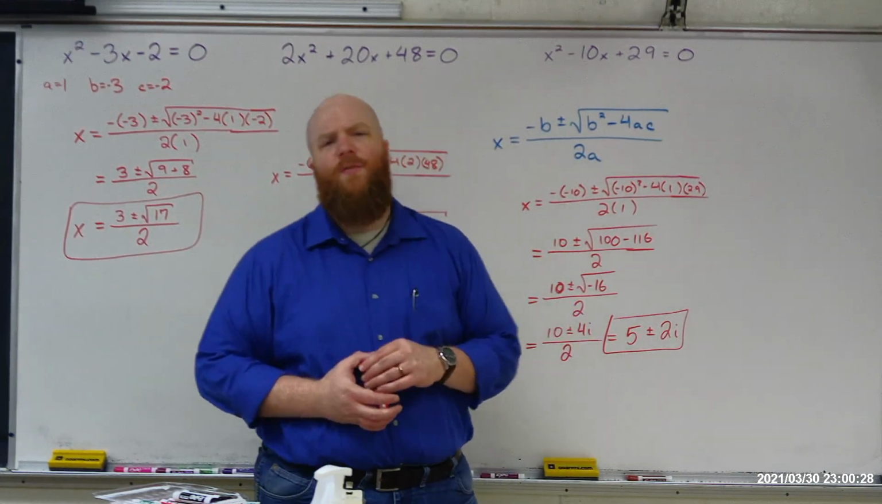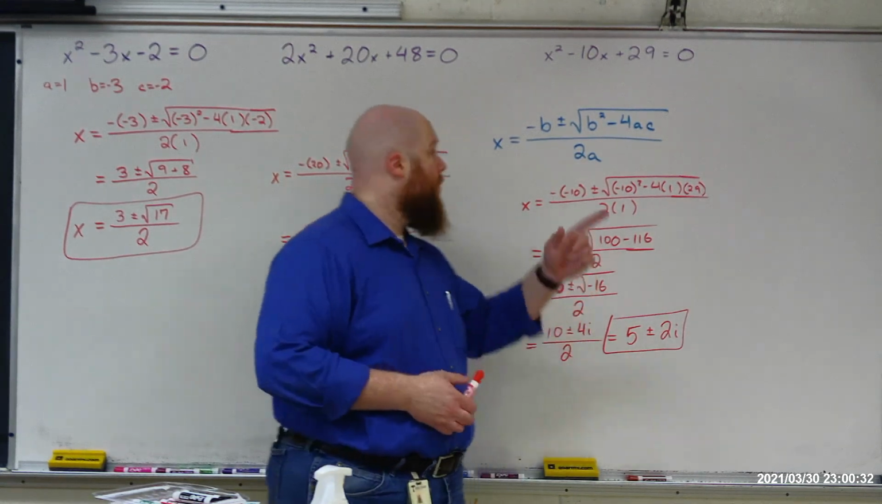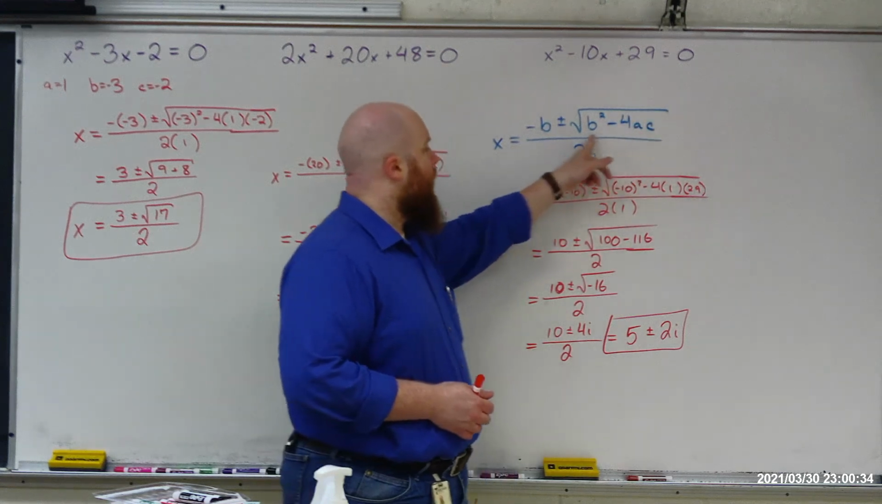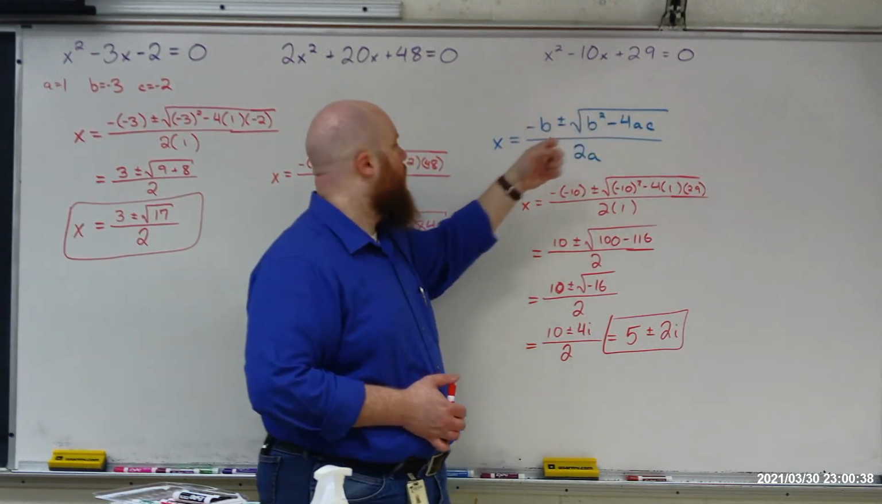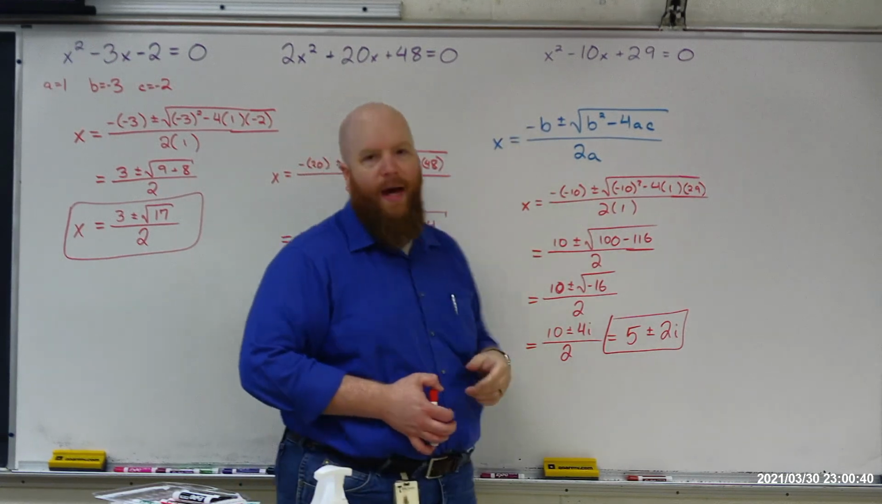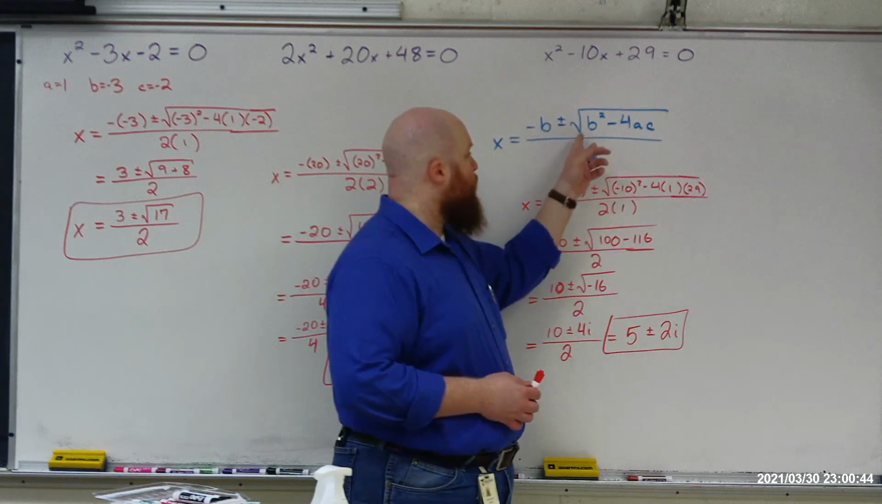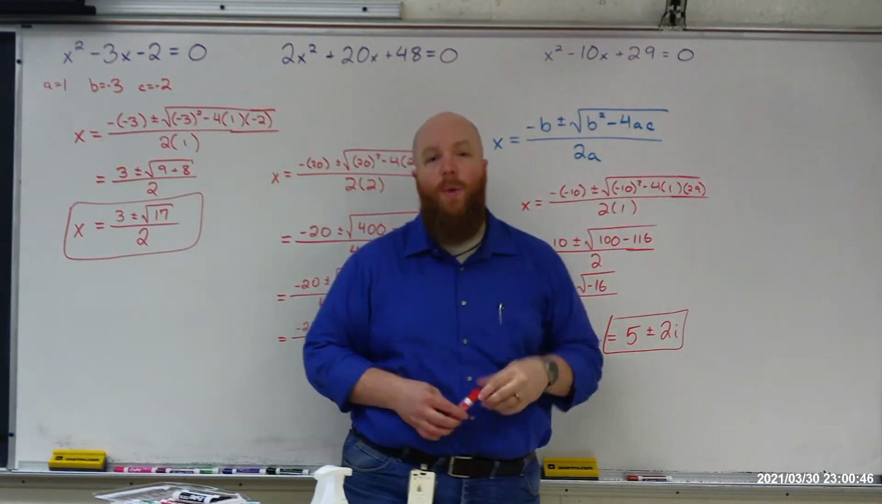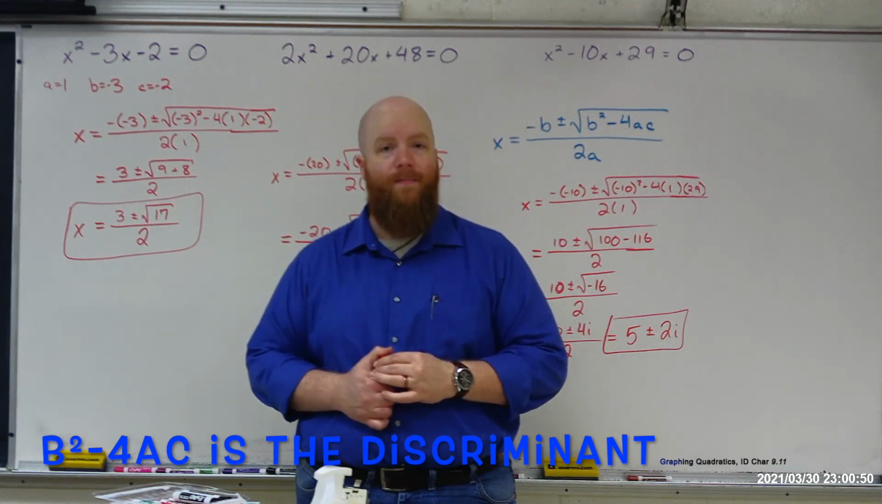What if b squared minus 4ac is 0? Well, if b squared minus 4ac is 0, then the square root of 0 is 0. Plus or minus 0, it's both 0. X is simply negative b over 2a. I get the same answer twice. And so we take that expression, b squared minus 4ac, we call that the discriminant of the quadratic equation.